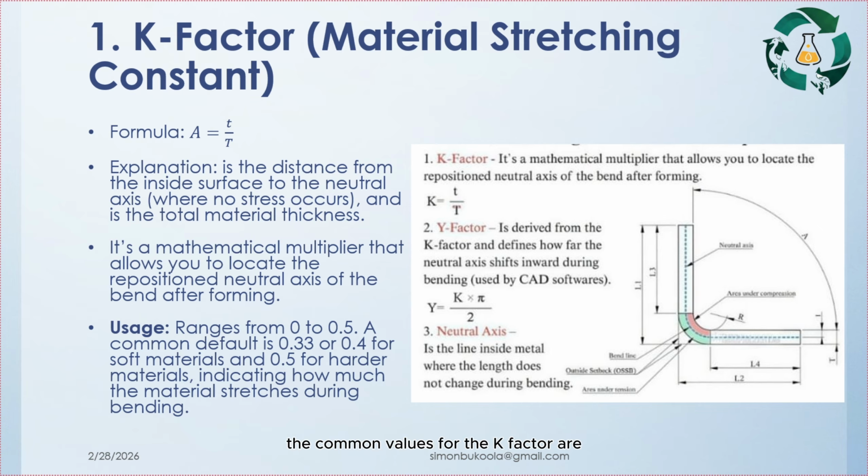The common values for the K factor are 0.4 to 0.5 for mild steel, 0.4 to 0.45 for stainless steel, and 0.3 to 0.4 for aluminium. In SolidWorks, the default safe value is 0.42, which is a perfect starting point for most designs. The K factor varies based on material type, bending methods, for example air bending and bottoming, and the radius to thickness ratio.